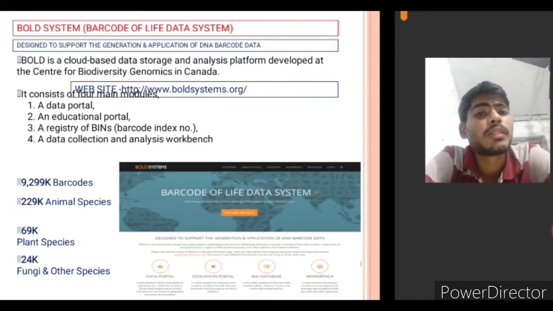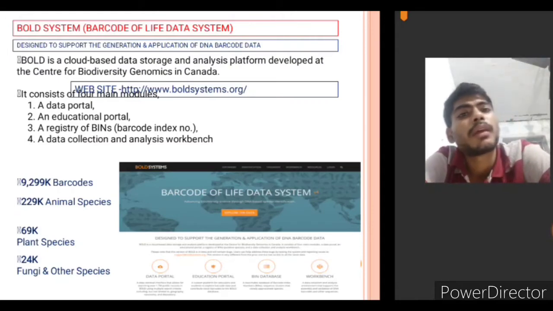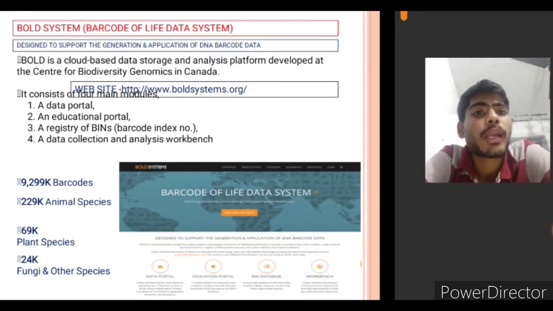portal, which consists of different data regarding the different barcodes; then an educational portal for educational purposes; then a registry of barcode index numbers, where a different index number is registered for each different barcode. Then a data collection and analysis workbench, where different data are collected and different barcodes are analyzed and generated.